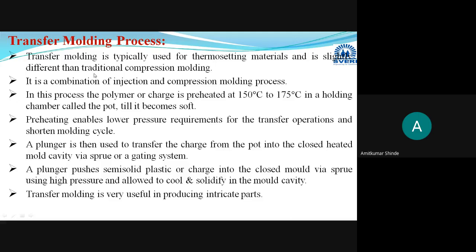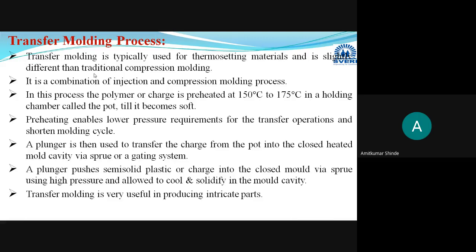In the previous lecture, we studied the compression molding process and the mold design used in compression molding. The compression molding process has certain disadvantages: we cannot manufacture complicated shapes or intricate designs, we cannot manufacture thick components, and wastage of material is more, and whichever scrap is produced, you cannot recycle it. To overcome these disadvantages, some changes were made in the compression molding process, and this transfer molding process was invented, or discovered, you can say.